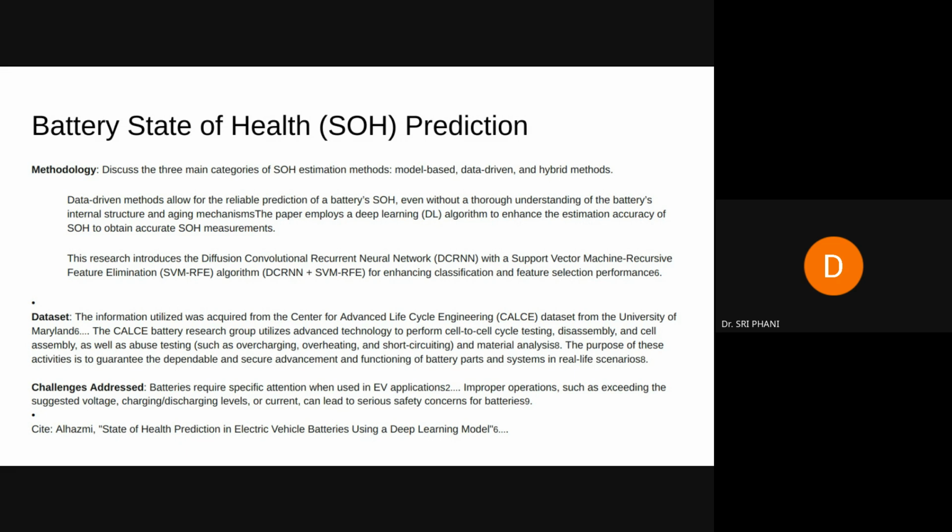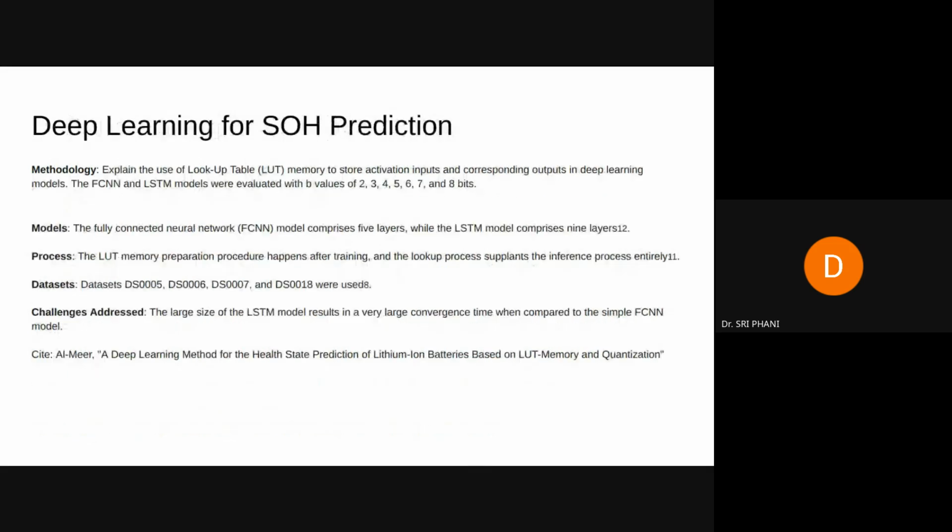And again, the performance was verified, and they have said that batteries require special attention when used in EV applications, and they suffer from improper operations such as exceeding the suggested voltages for charge and discharge. So these are the challenges that they have addressed and mitigated while estimating the state of health. Again, the paper is cited for state of health predictions.